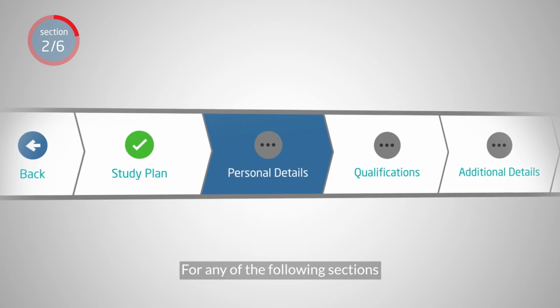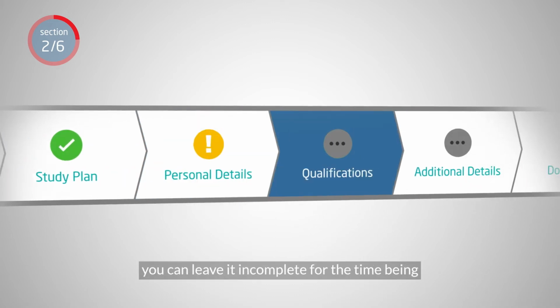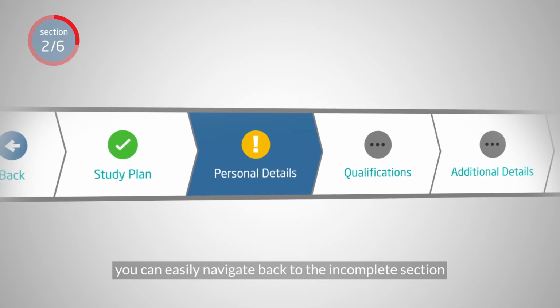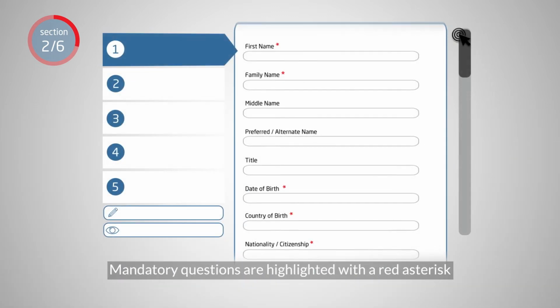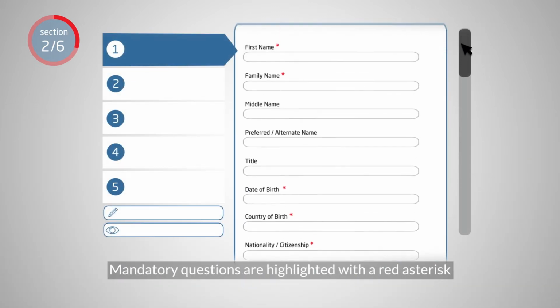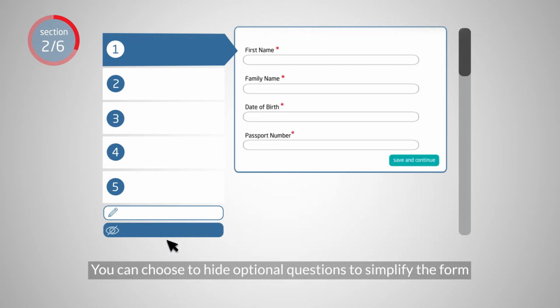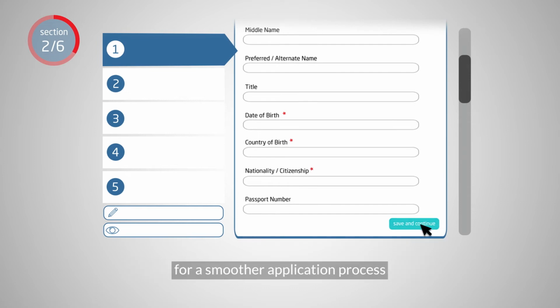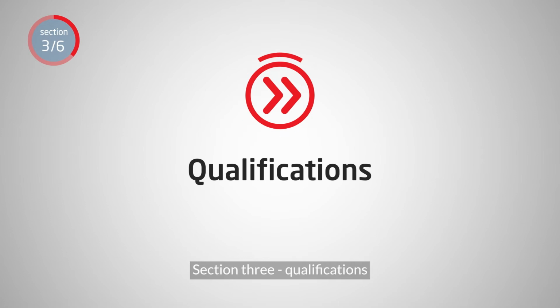For any of the following sections, if you can't yet complete the section in full, you can leave it incomplete for the time being and move on to the next one. Once you have all the information you need, you can easily navigate back to the incomplete section. Mandatory questions are highlighted with a red asterisk. You can choose to hide optional questions to simplify the form, although answering these questions is preferable for a smoother application process. Section 3. Qualifications.